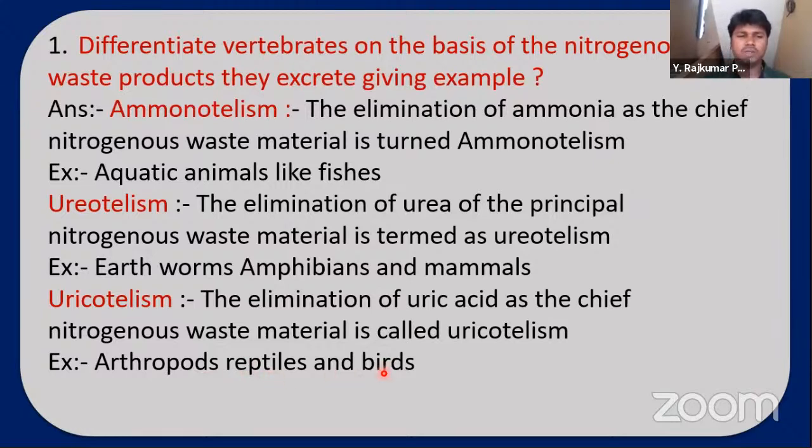These excrete uric acid as their nitrogenous waste. So according to their nitrogenous waste, animals are of 3 types. Let's go to the next question. This is for 4 marks.